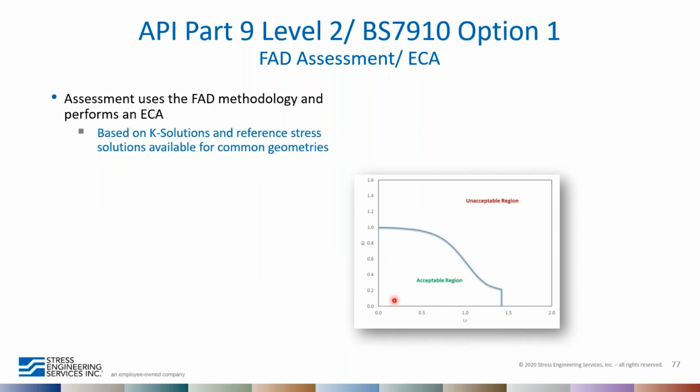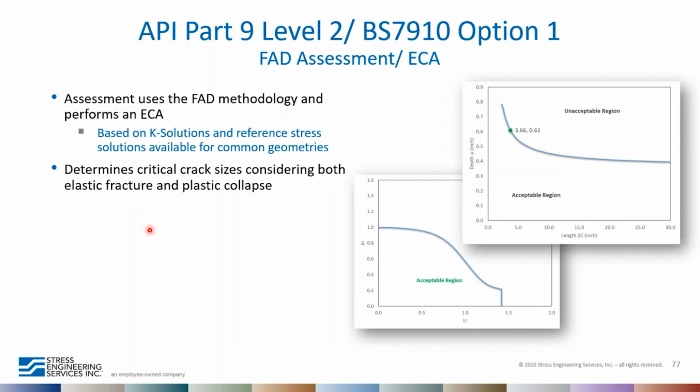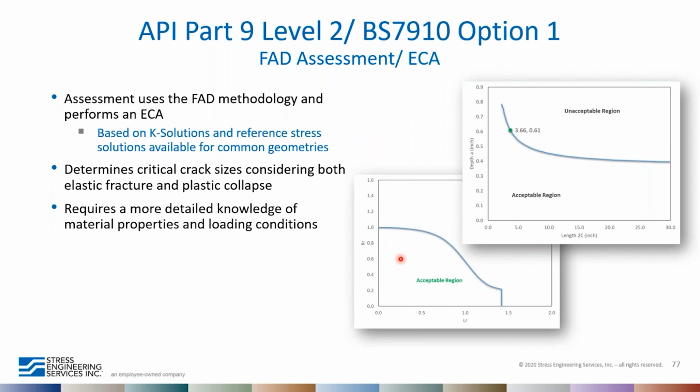Okay, so next we move on to level 2 assessment, and BS 7910 also option 1. Both of these use a FAD assessment methodology and perform an engineering critical assessment, which considers failure due to fracture as well as plastic collapse. So at the end of the day, we can end up with critical crack size curves and failure assessment diagrams evaluating these components.